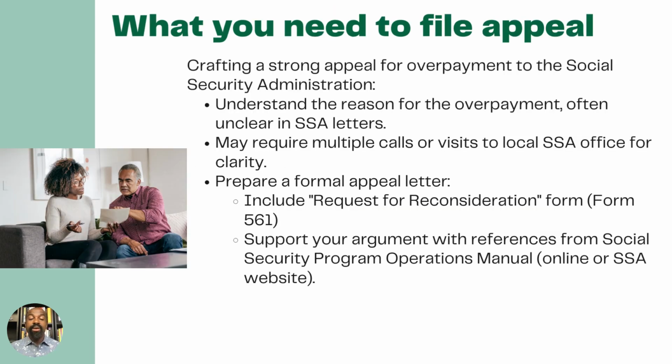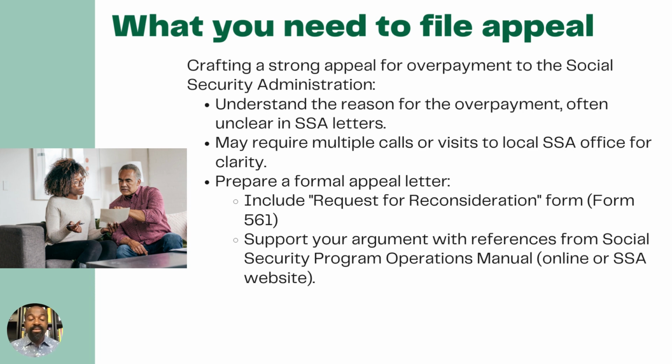When you file your appeal, you need to be able to state the reasons why you're appealing. And sometimes you may not know the full story. So you may have to call the Social Security Administration or go to the local office and find out specifically how this happened, so that you can then look into the Social Security manual or how you understood the law to be able to write a better appeal letter and explain your situation.